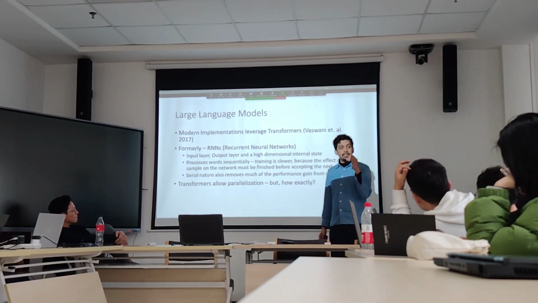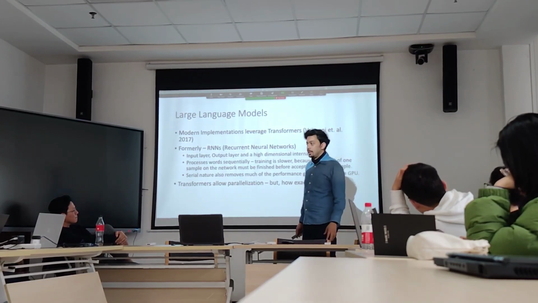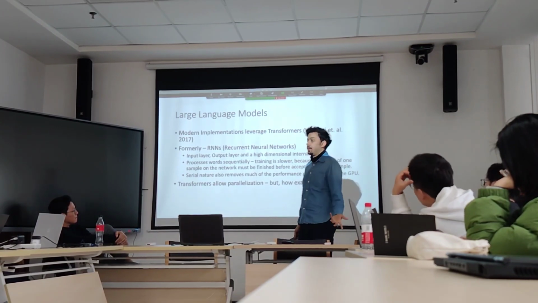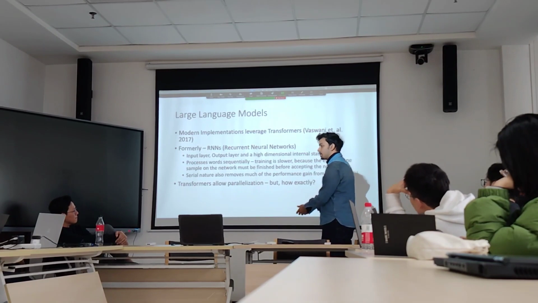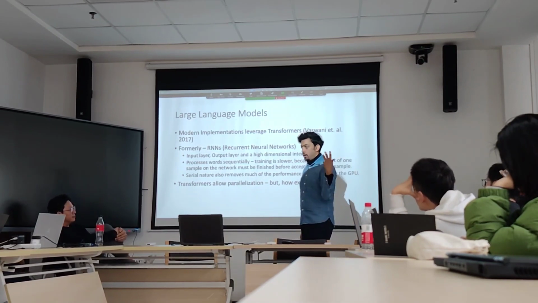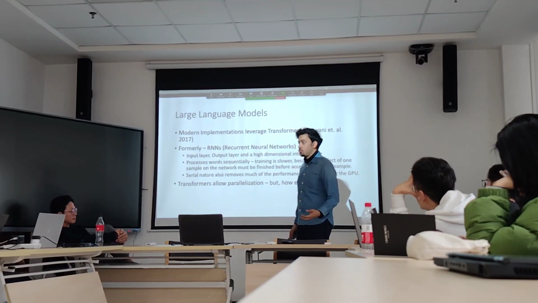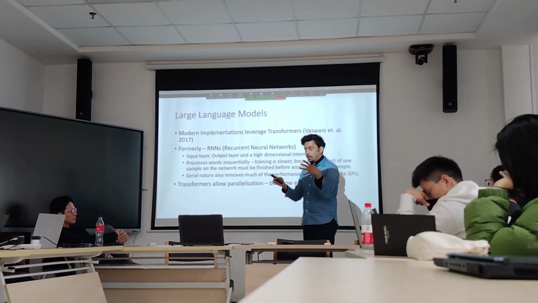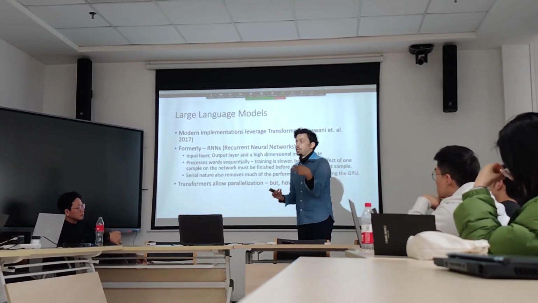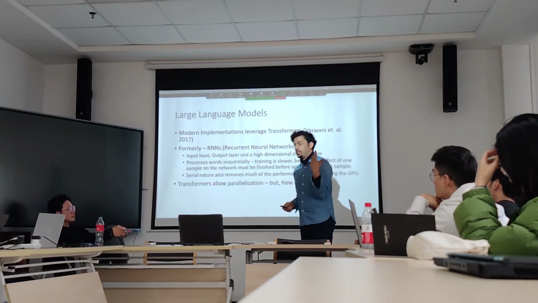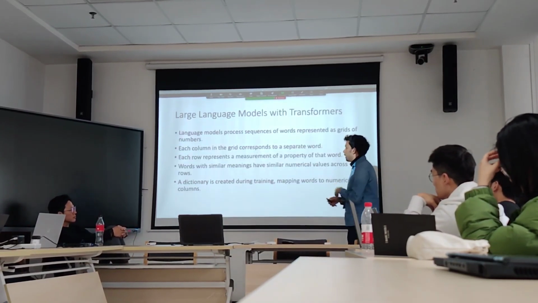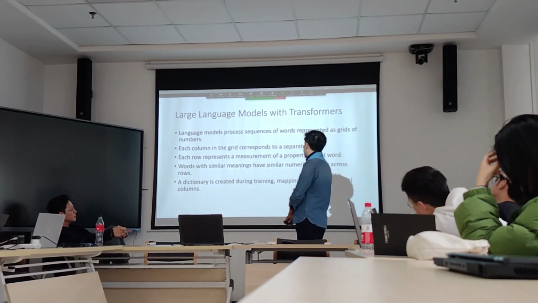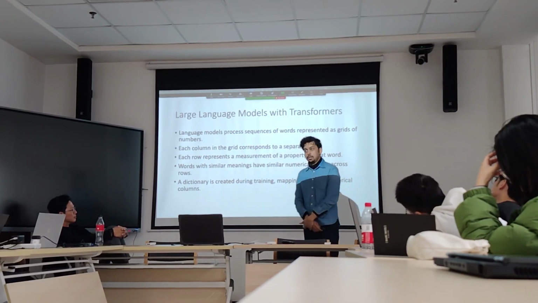So the question is why suddenly, what happened last year that we suddenly have things like GPT 3.5, ChatGPT? The point here is that we suddenly found a way to have parallelization, to be able to do multiple things at once, to configure the neural network with a lot of information beforehand, so that when I ask for something new, it can be given to me instantly. So we'll go through this: language models process sequences of words represented as grids of numbers. This is the key point.